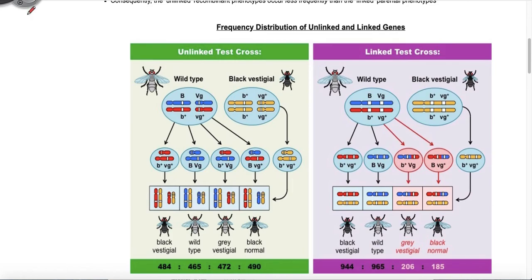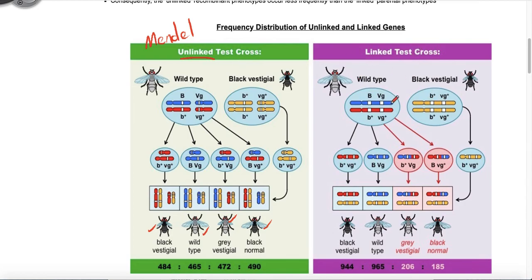that the parents, notice, can sometimes appear in the offspring. Here we see wild type and here we see black vestigial, but we also see different combinations like gray vestigial or black normal. So this is what an unlinked test cross is going to look like, and this is a Mendelian type of test cross.